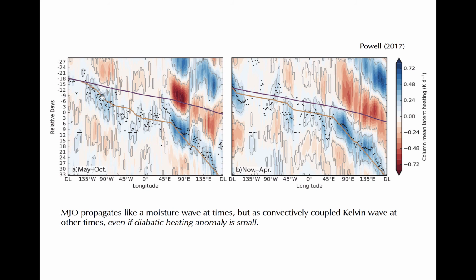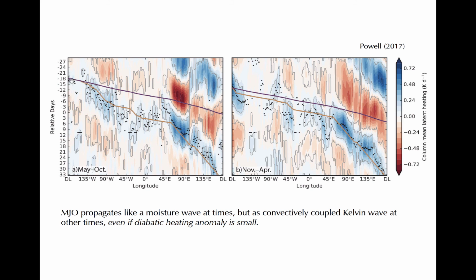The blue shaded regions in these plots, separated by time of year, indicate anomalies of column mean latent heating in an equatorial wave, shown again on a Hovmöller plot, now with time increasing going down. Several MJO events were composited together to create these plots. The x-axis spans the entire globe, while the y-axis spans about 60 days.